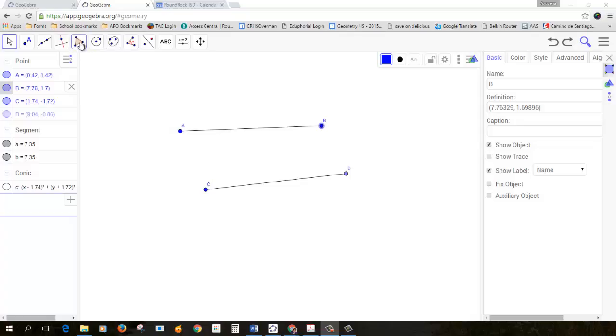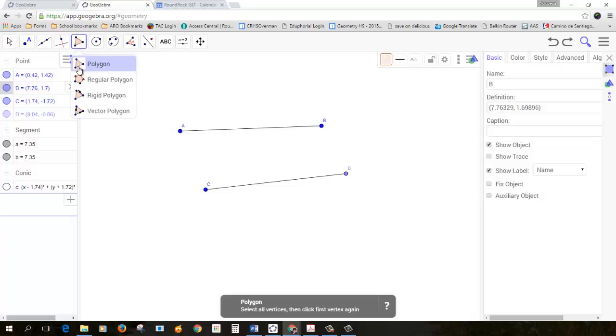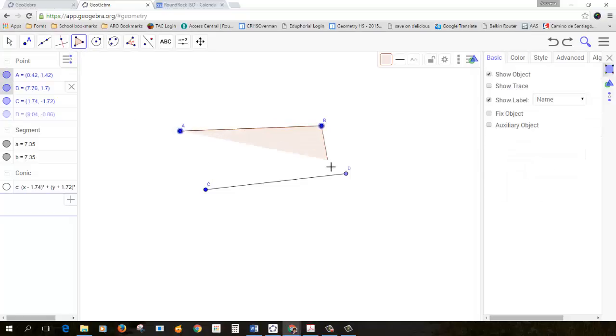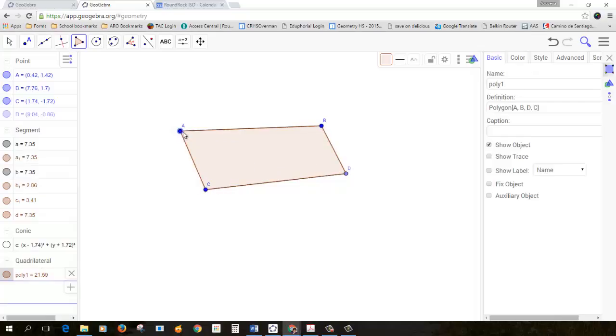How can you make a polygon? Well, there's this nice little tool here called polygons. It looks like a triangle. Don't worry, it can have more than 3 sides. So go ahead and click on that. And I'm going to use these initially as the 2 opposite sides to my quadrilateral. So my quadrilateral is A, B, D, C.